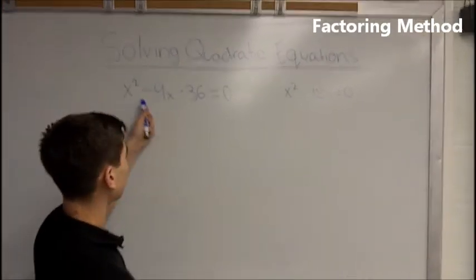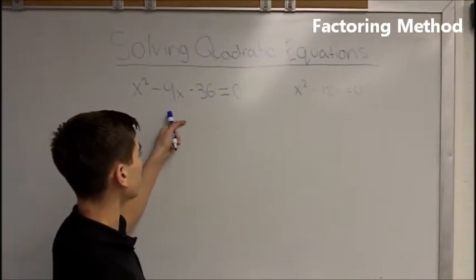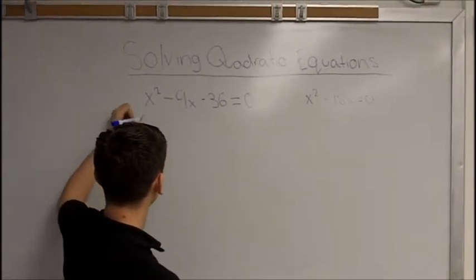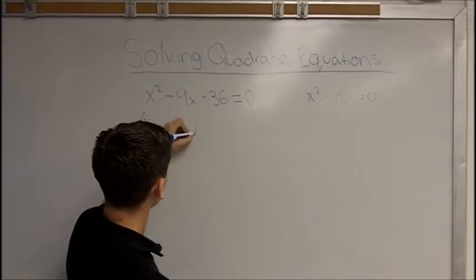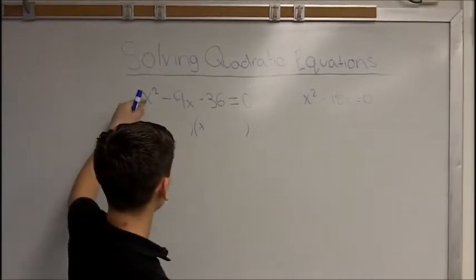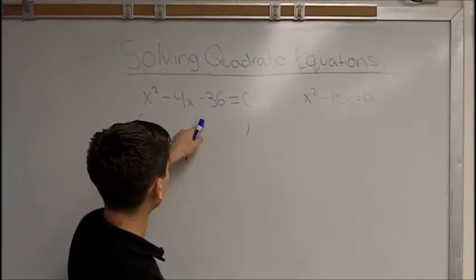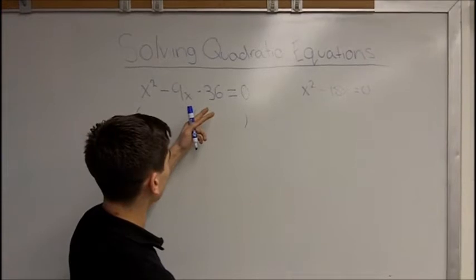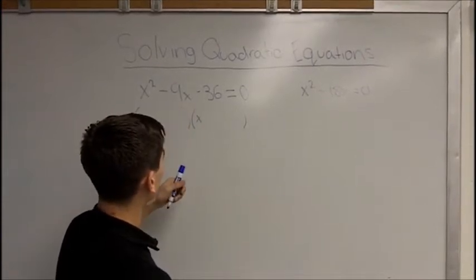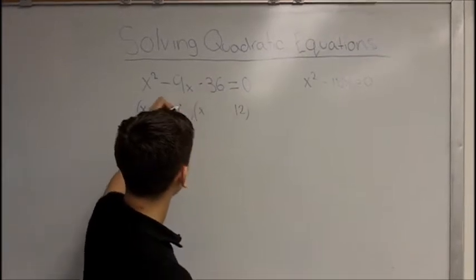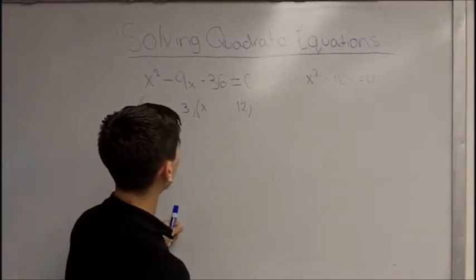First off, we have to break down the equation into two factored parts. Since it's x squared, we have two x's here, and we have to find two factors of 36 that, when added up, equal 9. In this case, we have 12 and 3.